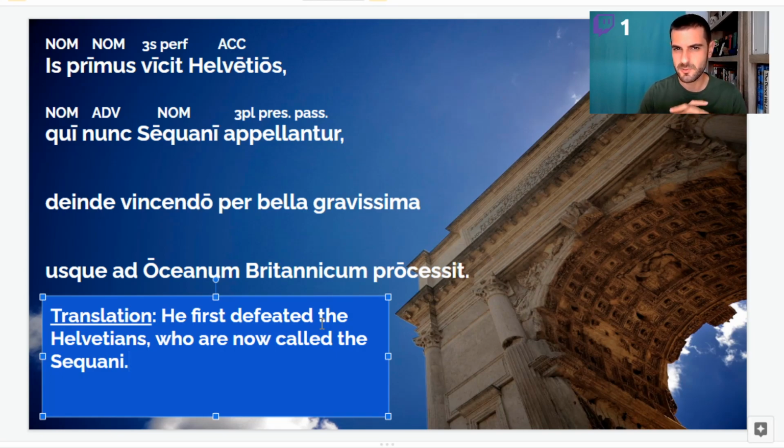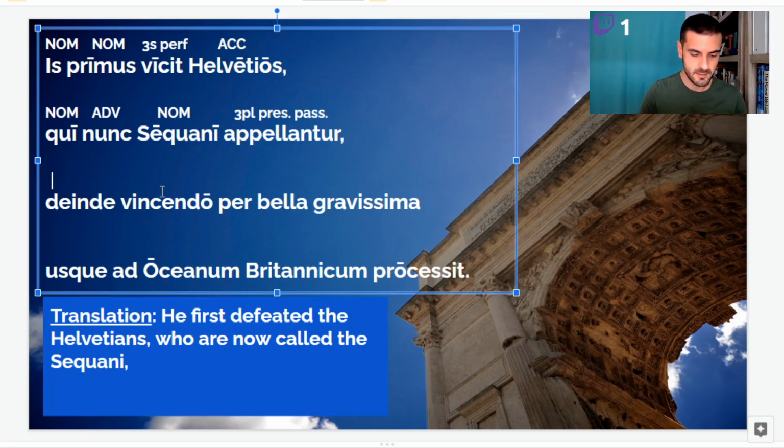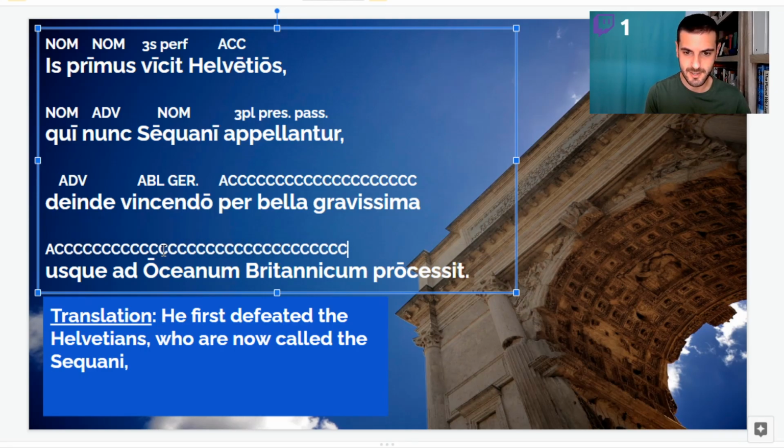I don't know if that's where the word Swiss came from, but so he first conquered the Helvetians, deinde, and then vincendo, hey, it's a gerund, vincendo per bella gravissima, usque ad oceanum Britannicum, what's up? Processit. Third singular and perfect, as always.